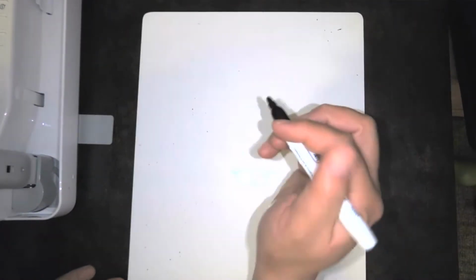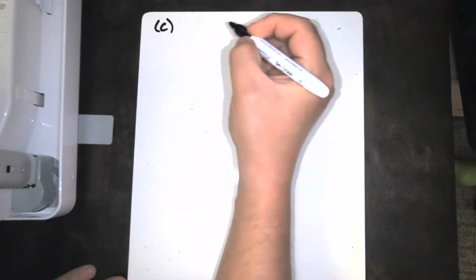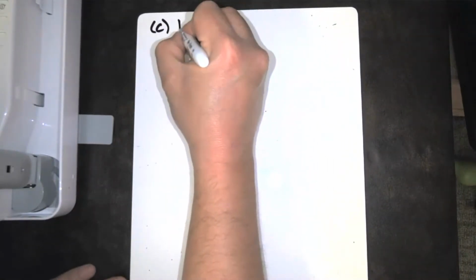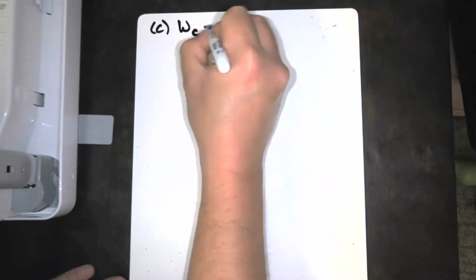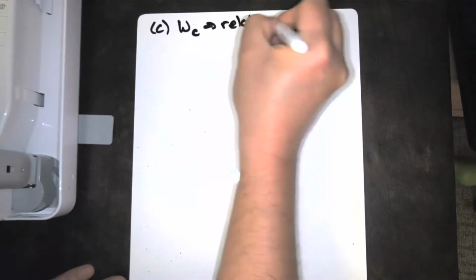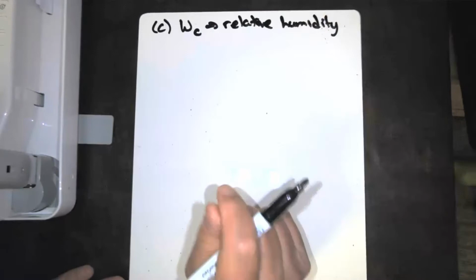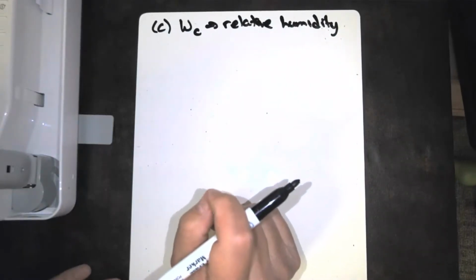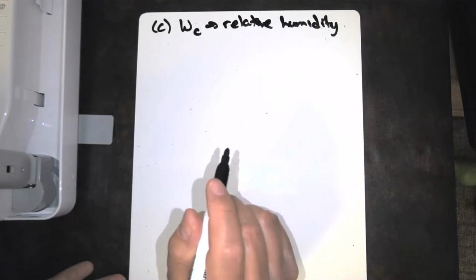Okay, so finally on to problem 3C, in which we're being asked to determine the relative humidity at location C. Okay, so there's a couple of really important insights here that we need to apply.